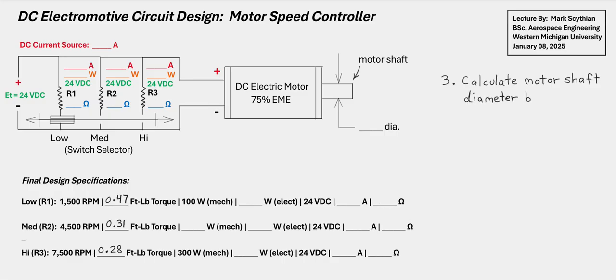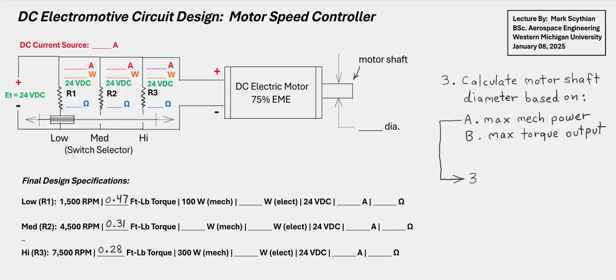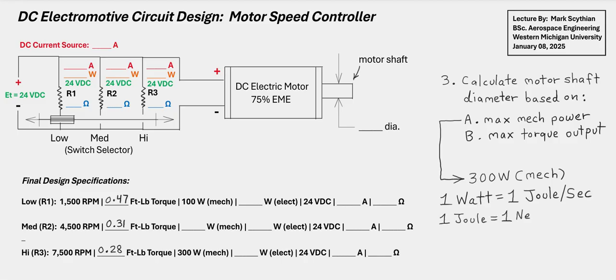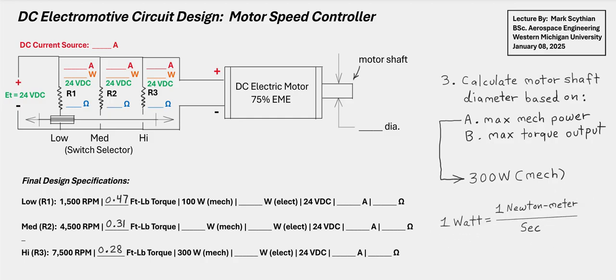So step number 3, we have the calculation of motor shaft diameter based on the max power at the mechanical end, so max mechanical wattage, and the max torque output. So that is the 300 watts maximum power, and we know 1 watt is 1 joule per second, and we know 1 joule is 1 Newton meter. So that means 1 watt of power is 1 Newton meter per second. So that is your force component times the radius component to get torque.